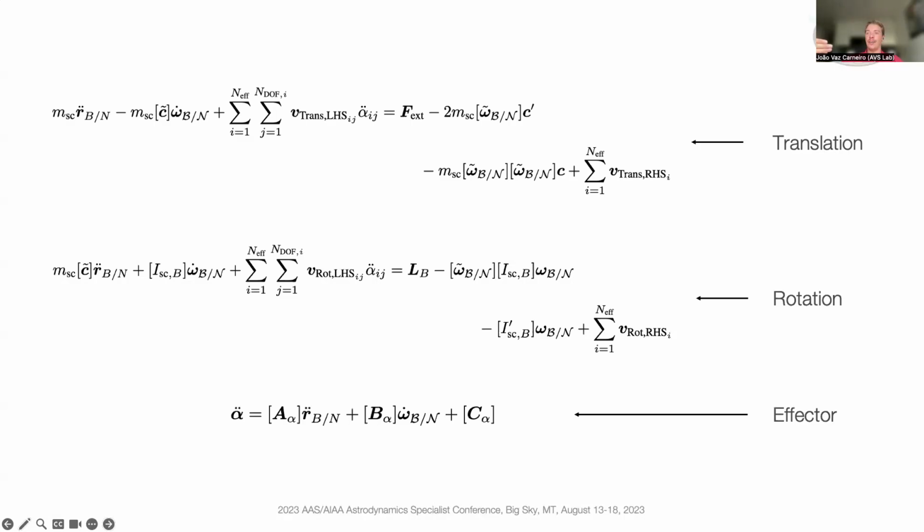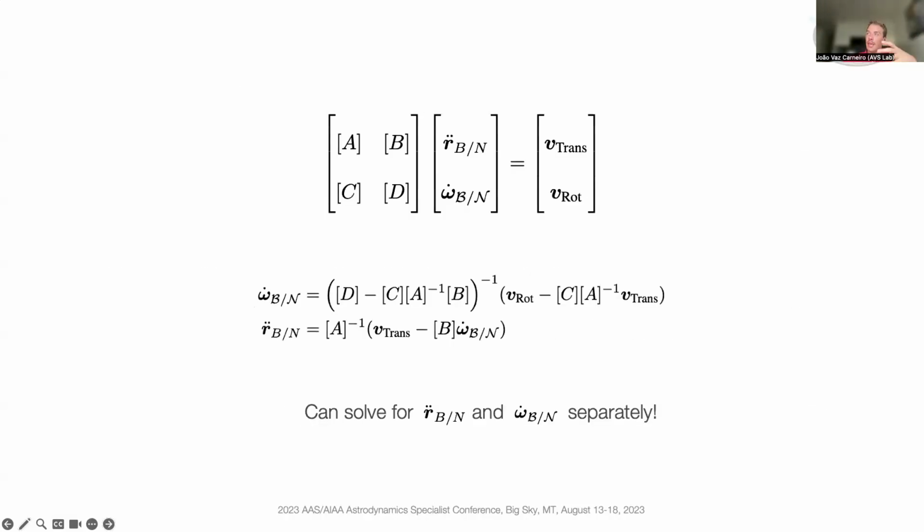And this is really powerful because we can then back substitute this result onto the rotation and the translation equations of motion, right? Take A alpha and B alpha, plug them into the appropriate position and angular acceleration terms. And what happens is that the translation and the rotation terms all of a sudden are decoupled explicitly from the alpha double dot terms. And so what you get is you can write the translation and rotation equation in terms of these A, B, C, and D matrices. And you can actually explicitly solve for omega dot bn and r double dot bn terms.